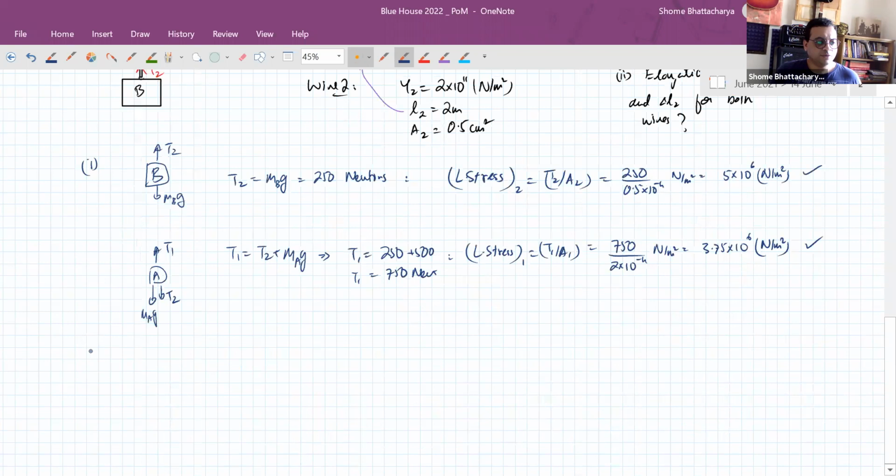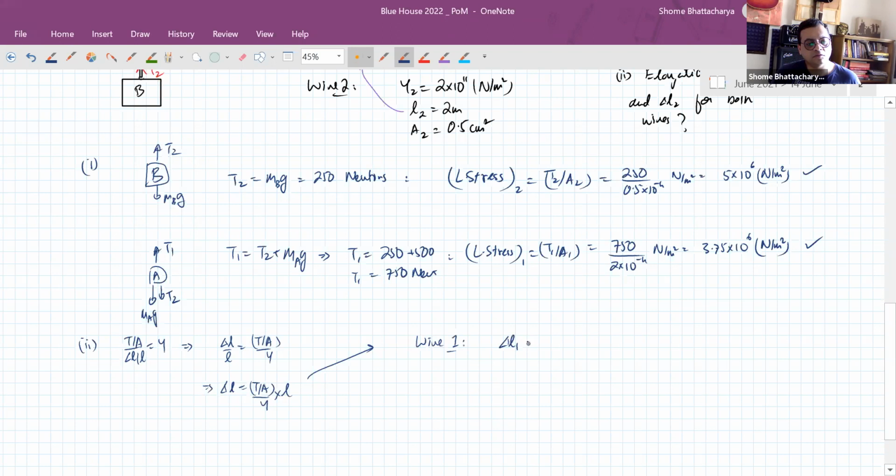Okay, so now let's come to the second part. Just use the general formula that stress upon strain is equal to Young's modulus. So from this we can generate the formula that strain is equal to stress divided by Young's modulus. So ultimately the extension in length is equal to stress divided by Young's modulus into natural length. So we'll just apply it for each of the wires. So for wire 1, this will be T1 by A1, which we already calculated. Just have to plug in the value of Young's modulus and natural length.